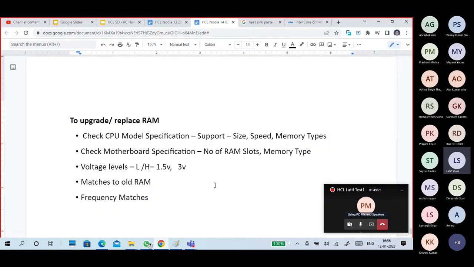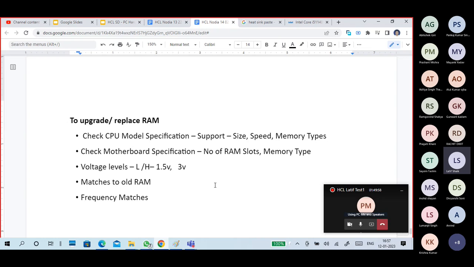Guys, if you are purchasing a fresh system with a processor, RAM and motherboard, it may give you a little confusion. Because everything is new the first time, you have to compulsorily do all the searching and inserting, and you have to do it carefully. But if you already have a system, a laptop or a desktop, and you want to add more RAM or replace the existing RAM, then what to do?